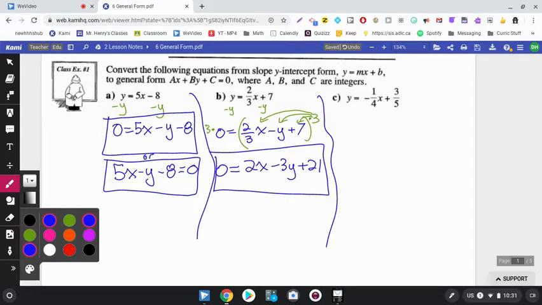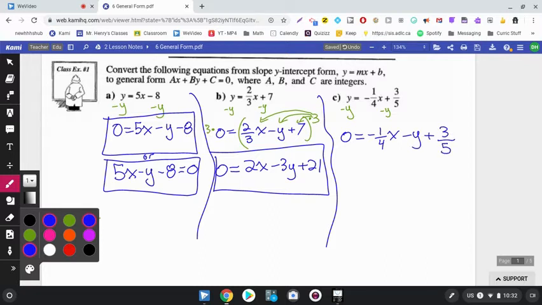Okay, last one. y equals negative 1/4 x plus 3/5. All right, same start. I'm moving this y this way. I'm going to get rid of it because it's the one piece. I could also leave the y where it is and add 1/4 x to both sides, subtract 3/5 to both sides. I could move the two pieces. I just typically choose to move one piece. I move less things. So minus y, 0 equals negative 1/4 x minus y plus 3/5.